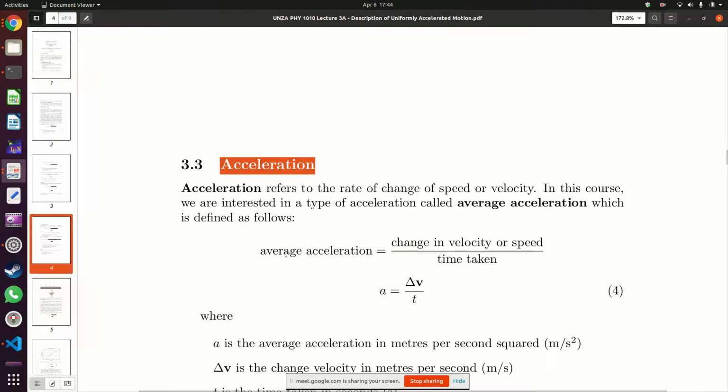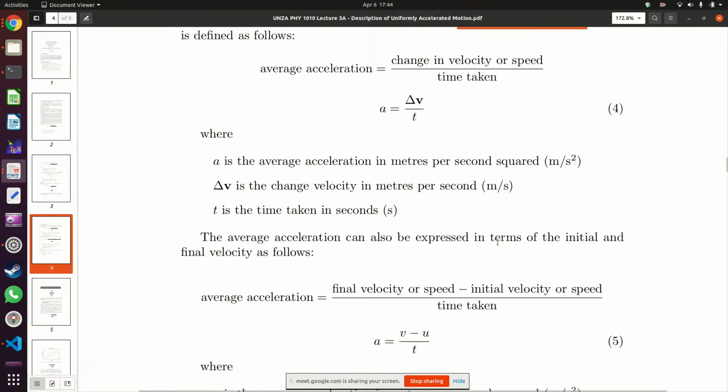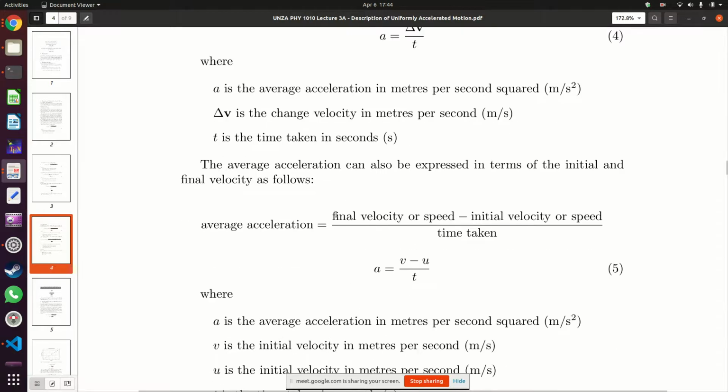And what we are interested in is something called average acceleration. So, over a period of time, we want to find out what is the average acceleration. The acceleration at any particular point can be different, but what we are interested in is the average. And how do we get the average? Basically, it's the change in the velocity or speed divided by how much time has been taken. We use the final speed or velocity minus the initial speed or velocity, divided by how much time it has taken. This is how we work out the average acceleration.